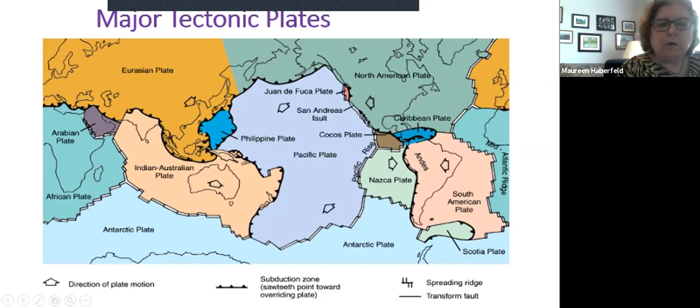The gold is the Eurasian plate. There's your pink South American plate, and this bluish one here is the African plate. This little purple one's the Arabian plate. There's a little tiny plate up here called the Juan de Fuca plate, which is a small sliver of a plate that's separate from the Pacific plate, but underneath the Pacific Ocean.